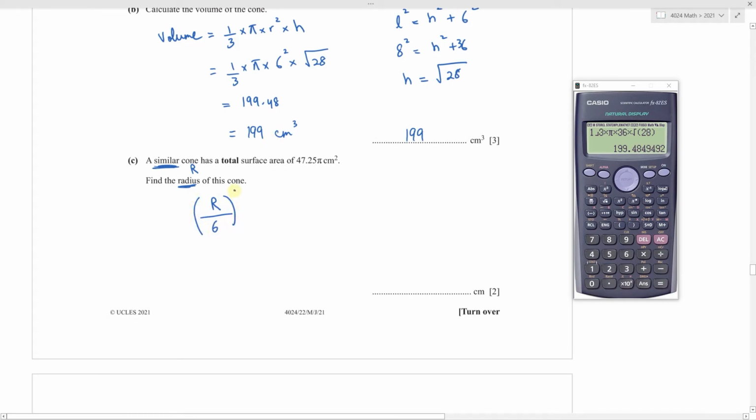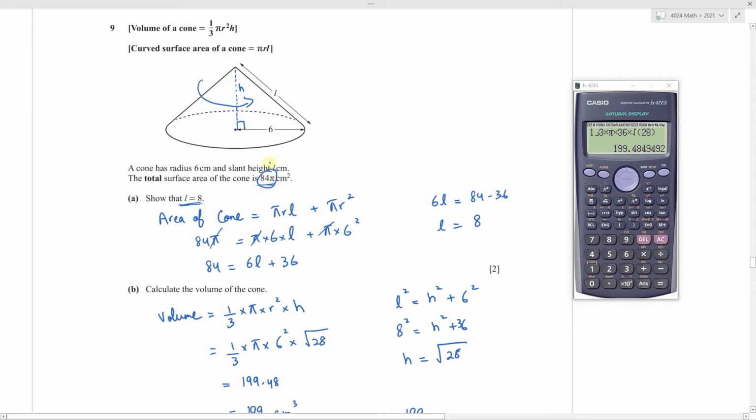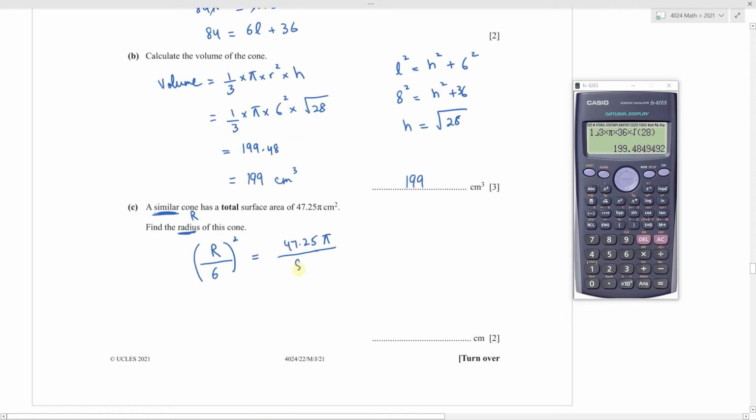If I take the square of this ratio, it is equal to the ratio of their areas. R is the radius of this cone. What is the area of this new cone? 47.25 pi divided by the area of the cone which has radius 6. We are given area is 84 pi. And then pi and pi will cancel out. R square will be equal to 47.25 divided by 84 multiplied by 6 square.